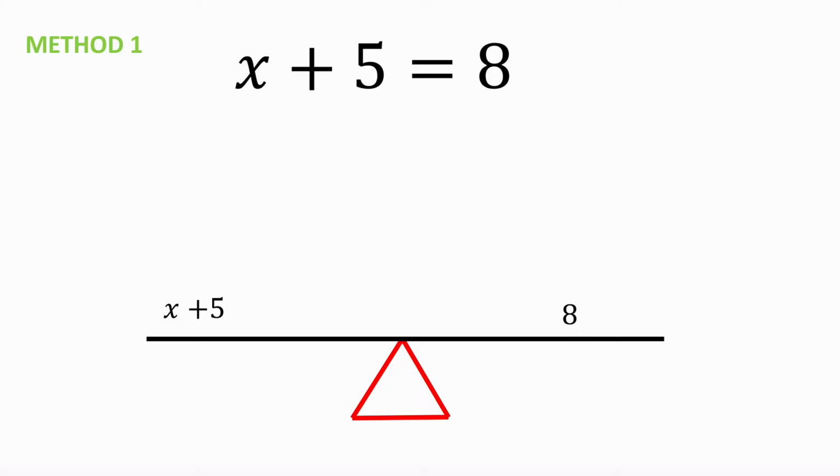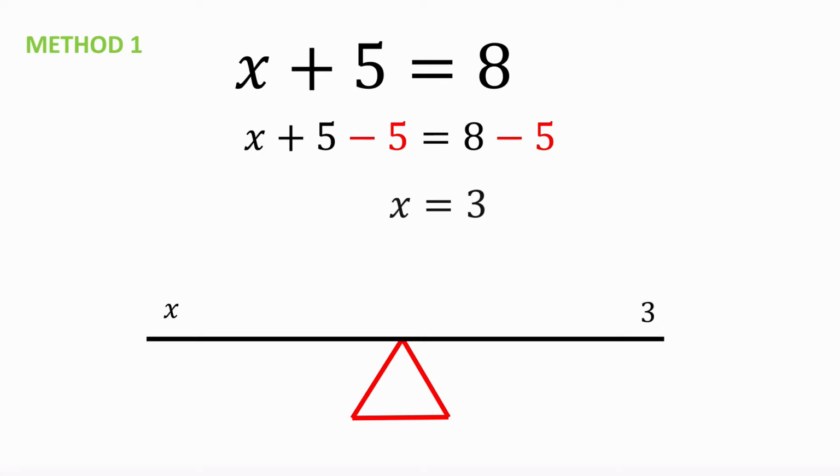If I need to find x, I need to remove 5 from the left-hand side, and if I'm removing 5 from the left, I also need to remove 5 from the right. And so, the equation will look like this.